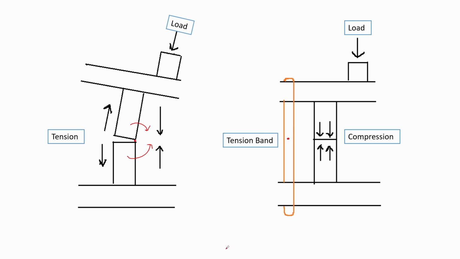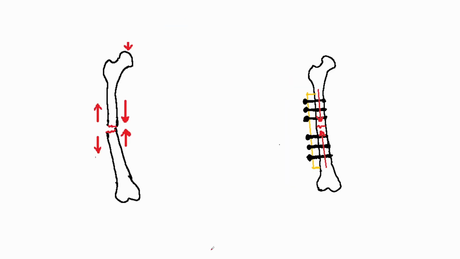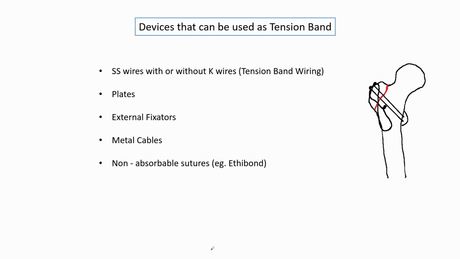An important thing to note here is that the tension band must not be elastic and must not have any giveaway. That is, it should be pre-stressed. That is why when we apply tension band wire, we have to completely tighten the SS wire so that it can withstand the distracting forces completely. So this diagram shows a femur which has been managed with the tension band principle with a plating on the tension surface.